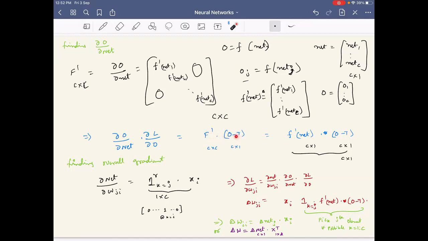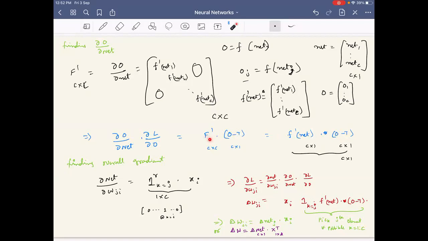This F dash is C cross C. Here we are multiplying a diagonal matrix with O minus T. If I do this multiplication, only the first element of F dash multiplies with the first element; in the second row, the only non-zero is this, which multiplies with the second row, and so on. Finally, I get a C cross 1 vector. This can also be written as F dash net, which is also a C cross 1 vector, dot star with O minus T. You can see here I have just picked the diagonal elements, and then done the element-wise product with the vector.